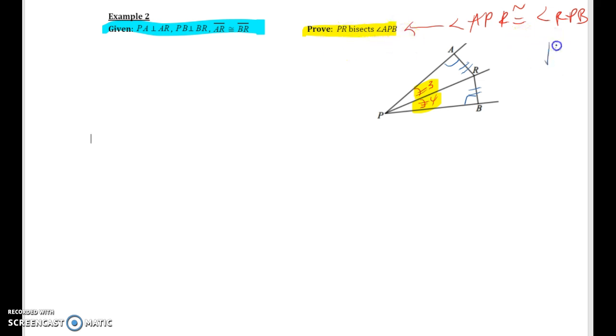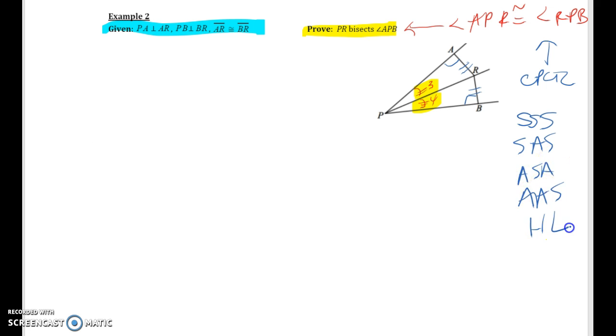In order to show that these two angles are congruent to one another, to demonstrate or prove that PR bisects the angle, we're going to need CPCTC, meaning we need to prove the two triangles are congruent. So we're going to write our methods down as we always do, so that we are making a plan for what we're going to do. So I have right triangles, so hypotenuse leg is a plausible approach. We did not hear about the other three sides.